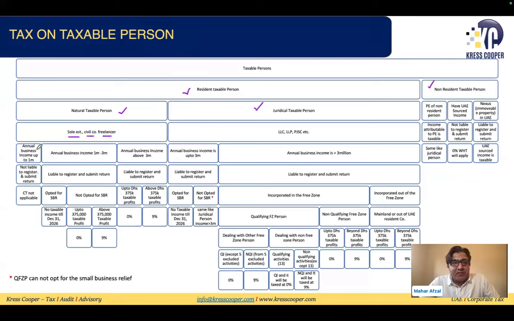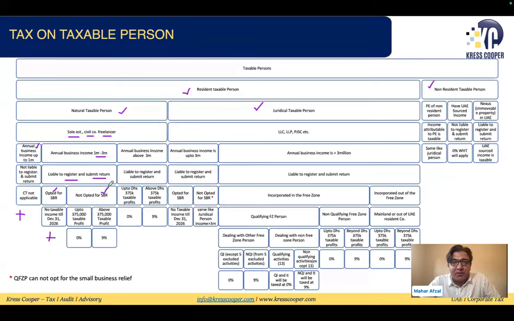As we discussed, a natural person having a business income up to 1 million is not subject to corporate tax. Annual business income from 1 million to 3 million, they are liable to register, and they are liable to submit the return as well. If they are opting for the small business relief, they can opt for it and they will not be subject to corporate tax till 31st December 2026, but still they will be liable to register. They are subject to corporate tax, but they will not be liable to pay any corporate tax because they have claimed exemption.